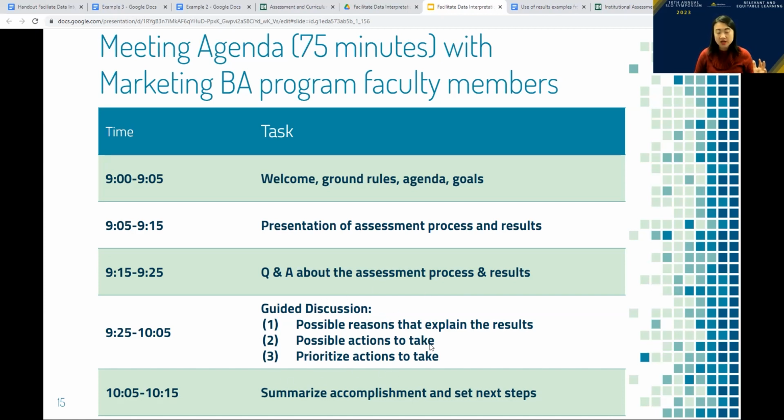In the bigger chunk of the meeting, we guide faculty in thinking about possible reasons that lead to the results, explain the results, and possible actions to take, right? You need to lead the discussions, asking people what are the possible actions to take, or they may not talk about it. And then guide them in narrowing down the list so that it can be feasible. In the end, summarize.